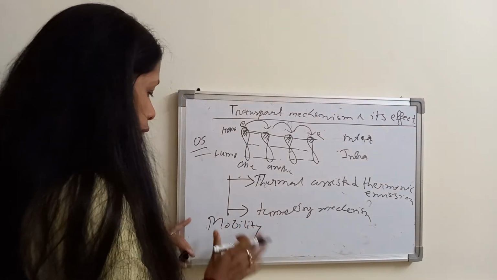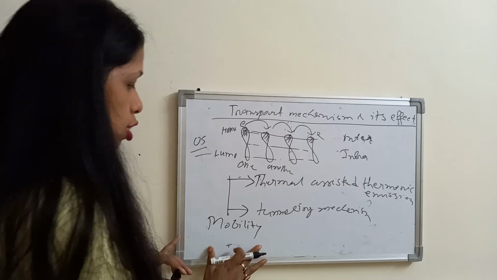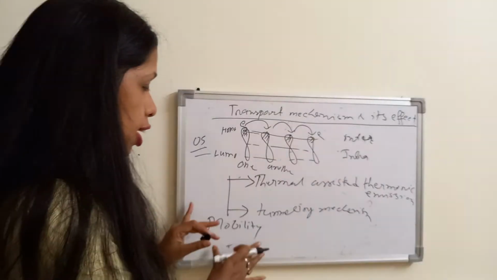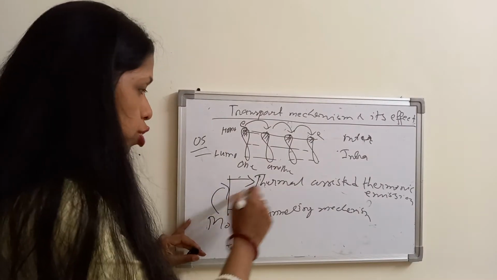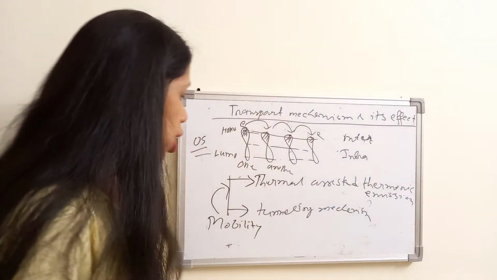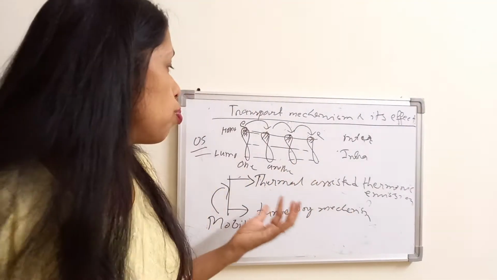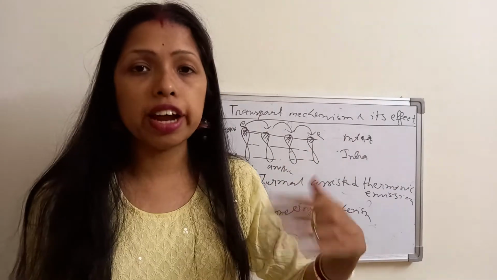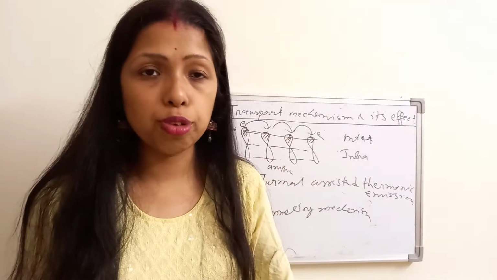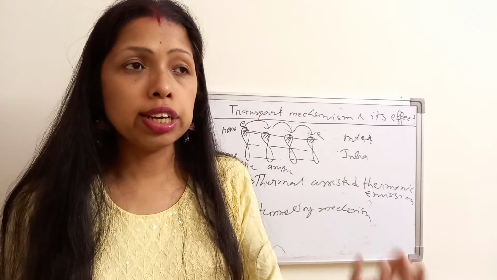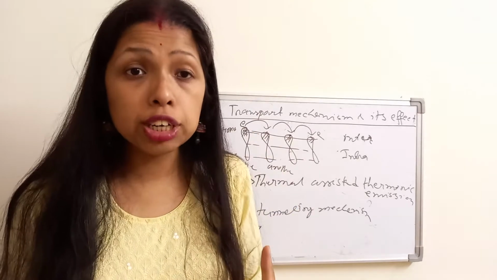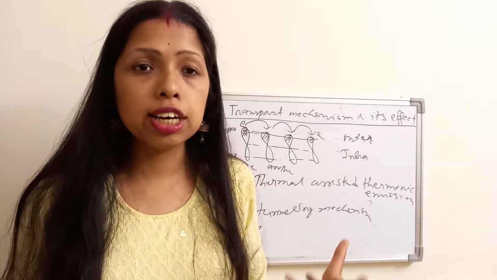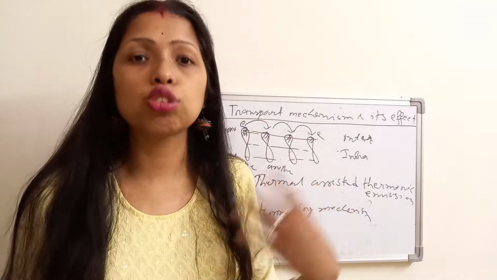So mobility of electrons is normally related to these two mechanisms. Now, what is mobility? Mobility means how an electron can transport from one molecule to another molecule. So from the value of the mobility we can tell whether the transport of the electron is fast or slow.